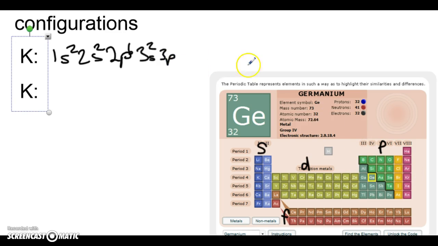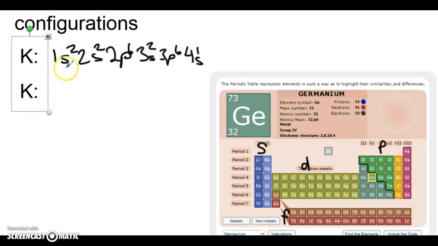There are 6 boxes again, so p holds 6, until I run into the 4s. And for the 4s, I only need to describe potassium, so there's only 1 box right there, so 4s1. I can add these up and see that's 10, 18, 19 electrons total. And all my subshells are holding the right amount. s is holding 2, p is holding 6.